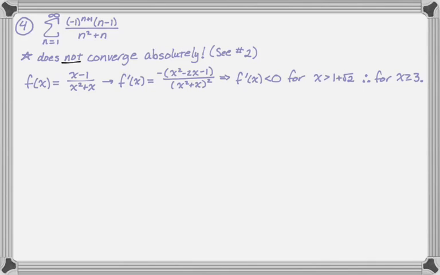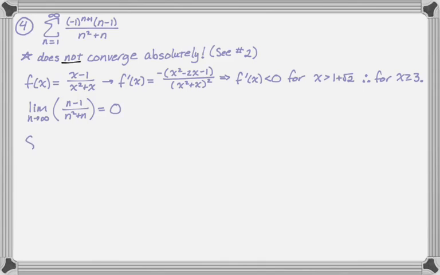Now I need the limit. So the limit as n approaches infinity of (n minus 1) over (n squared plus n). You kind of disregard the alternating part there, and you're just looking at the limit of the magnitude of the terms. And this limit is definitely 0 because it's linear over quadratic, or you could use L'Hopital's if you want. And now I'm ready to write up my answer.